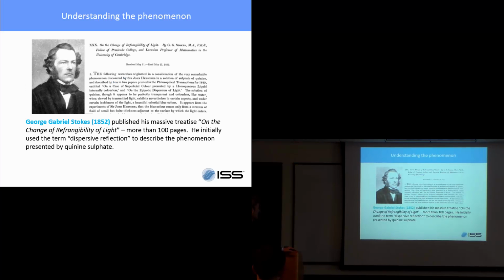Fortunately, there was another fellow by the name of Stokes who, in about 1852, published this massive paper. Practically, it was like a book, 100 pages. Today, we can make 10 of these papers out of this. And he was trying to understand the phenomenon of quinine sulfate and the fluorescence. And he actually made in this paper a lot of interesting observations. But one of the interesting suggestions was that he suggested the name fluorescence, and from that moment on, it stuck to the phenomenon.